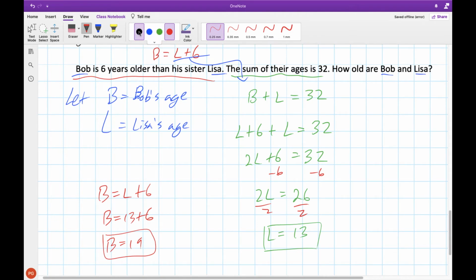And as always, we want to check our answer. This is a pretty easy check. The sum of their ages is 32. So is 19 plus 13 equal to 32? Without too much trouble, we can see 19 plus 13 is equal to 32. Same on both sides, so we know we got the right answer.